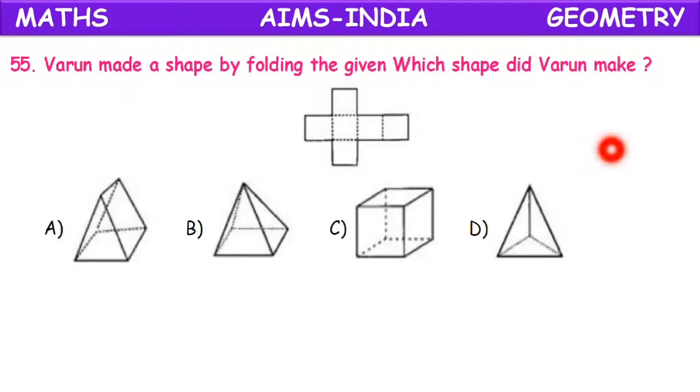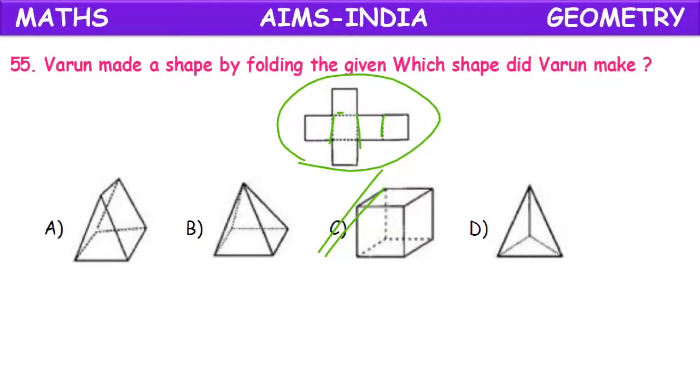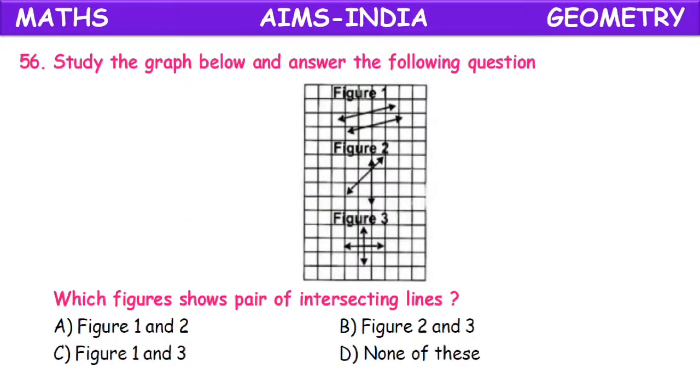Question number 55. Varun made a shape by folding the given pattern. Which shape did Varun make? Yes, we have already discussed this: when we have a pattern like this and when we fold along these dotted lines, children, the shape we will get will be a cube. Yes, the shape we form will be a cube. So option C becomes our correct answer.